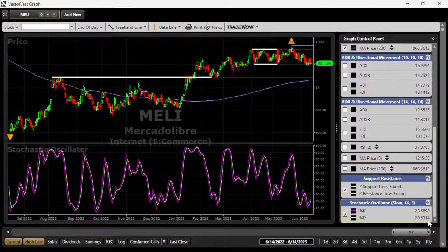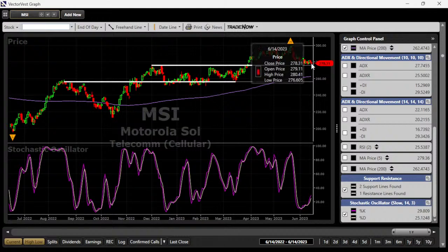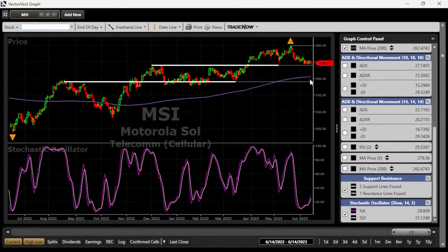Now, there's not that many in the list, so I'll go through them fast here. MSI, another one that looks pretty good here. But I'd like to see a little bit more of a pop off of this support level. But another good setup. I don't like this one. And by the way, with MSI, price is above the 200-day moving average. So I really want these long-term uptrends, but pulling back.